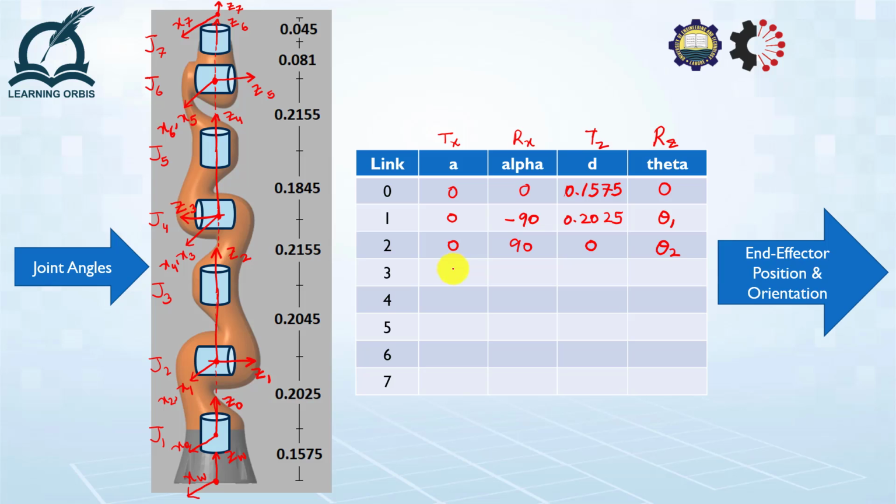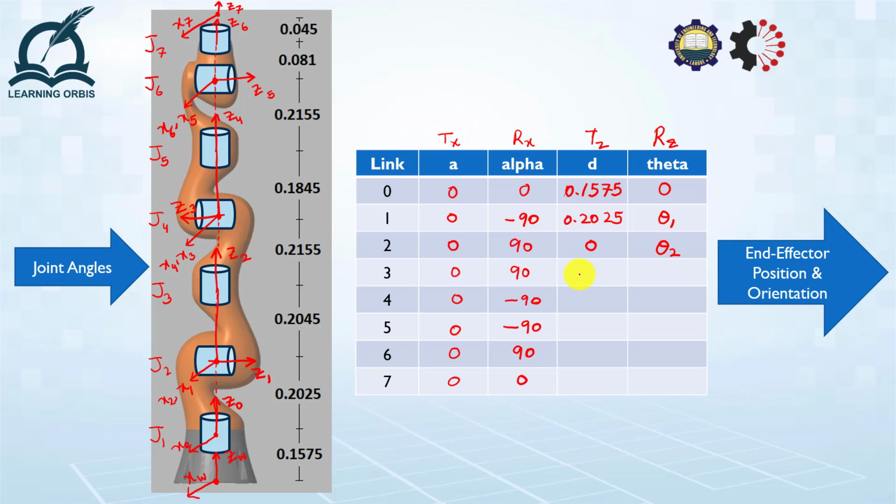That angle can be denoted by theta 2. The same formulation can be followed. There is no translation in the x-axis, so all a's are going to be 0. Then there is going to be a 90-degree rotation when moving from frame 2 to frame 3, then minus 90 from frame 3 to frame 4, again minus 90 from frame 4 to frame 5, plus 90 from frame 5 to frame 6, and from frame 6 to frame 7 there will not be any rotation.